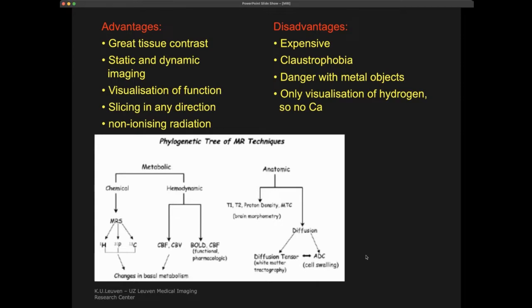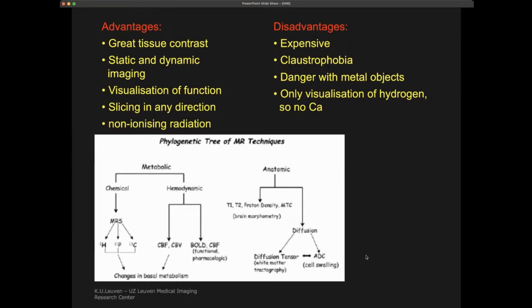With the disadvantages that, first of all, it's a very expensive scanner. It's the most expensive scanner that we have. Patients might not be able to go in because of claustrophobia. Anything metal and implants you cannot use. And we mainly look at hydrogen, so we cannot look at bone, for example. And the spatial resolution is not as bad as nuclear medicine, which is orders of centimeters, but we can only do orders of millimeters. And with other imaging modalities, we can sometimes go better.